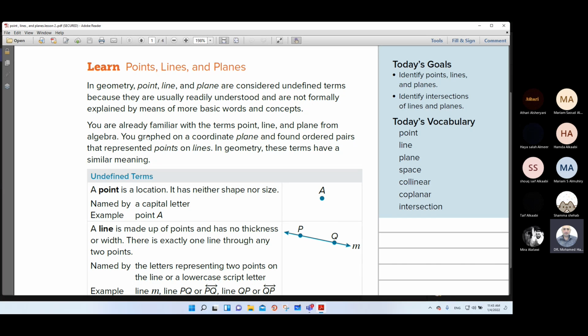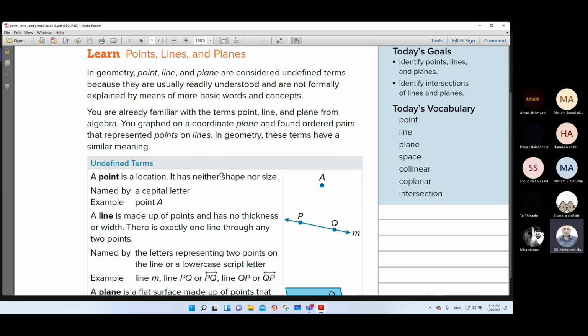So you are already familiar with the terms point, line, and plane from algebra. You graphed on a coordinate plane and found ordered pairs that represented points on lines. In geometry, these terms have similar meanings. So we have new vocabulary here: the meaning of the point, the line, plane, space, collinear and coplanar, and intersection.